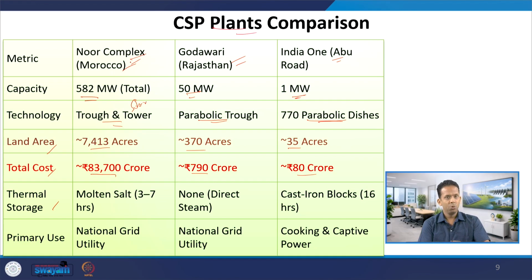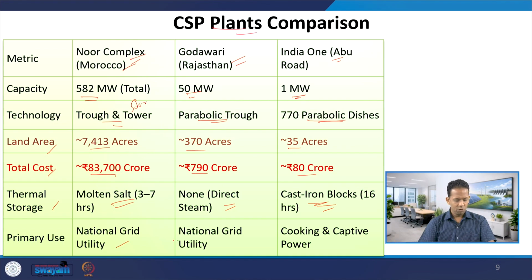Thermal storage, that's Noor plant, it has a molten salt based thermal storage for 3 to 7 hours. Godavari plant uses direct steam, they do not have any storage, and India One has cast iron blocks which can store heat for 16 hours. So cast iron blocks are a form of sensible heat storage, and it depends on the physical mass of the iron to soak up the heat without changing its state. Okay, and these iron blocks are also insulated from outside so that there is no heat loss, and the fluid moving into that iron block can get heated.